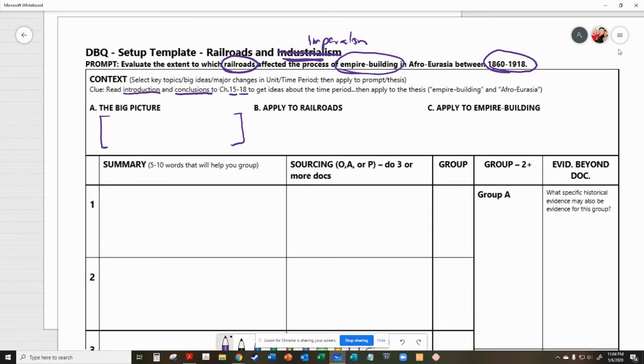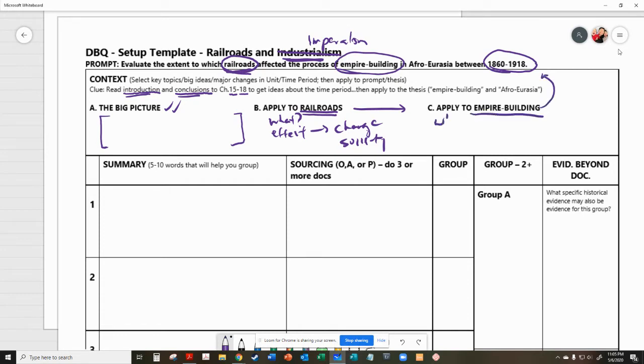So if you haven't already done so, pause the video right now to try to find some of these big picture ideas. Again, read through the introduction and conclusion to get some of those ideas. And then from there, the rest of it is associating these ideas with, one, railroads. So again, apply this to railroads: what they were, the effect, what they did, how railroads changed global society and so forth. These are all possible topics you could address here. And then apply this to empire building in this particular time period, right?